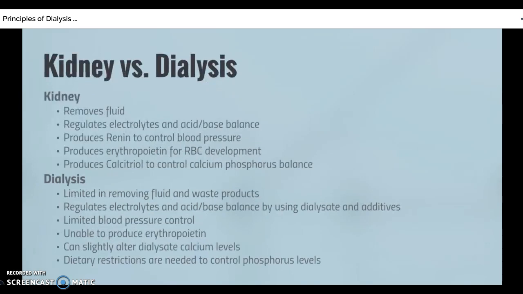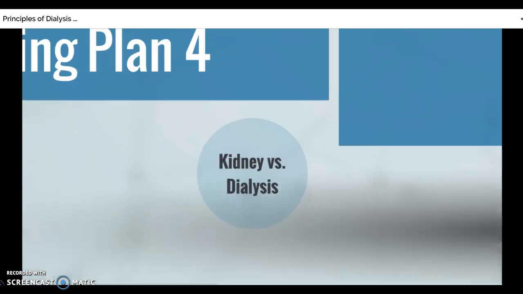And then it's important to know the differences between kidney and dialysis. Just look through this and make sure that you're understanding the differences, because there are some major differences, and our body can't produce hormones when our kidneys aren't functioning. So make sure you know that information.